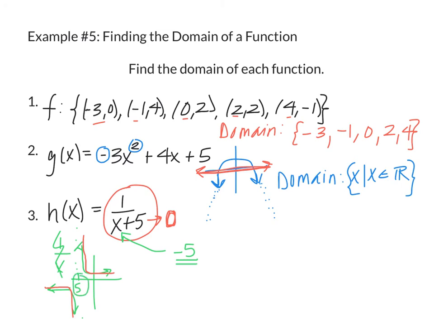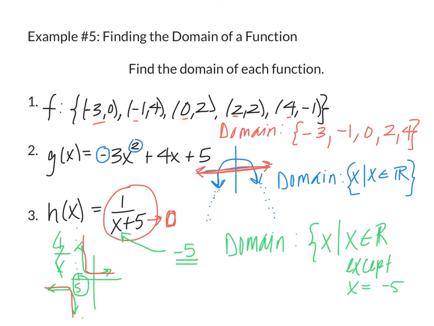So, in the end, what we would say for this function is that our domain, and again, if I use set notation, it's x such that x is all real numbers except x equal to -5. And that's it for that one. Let's keep going.